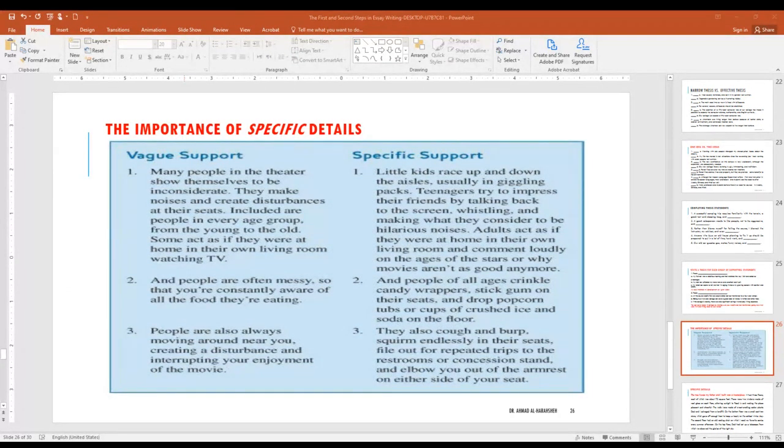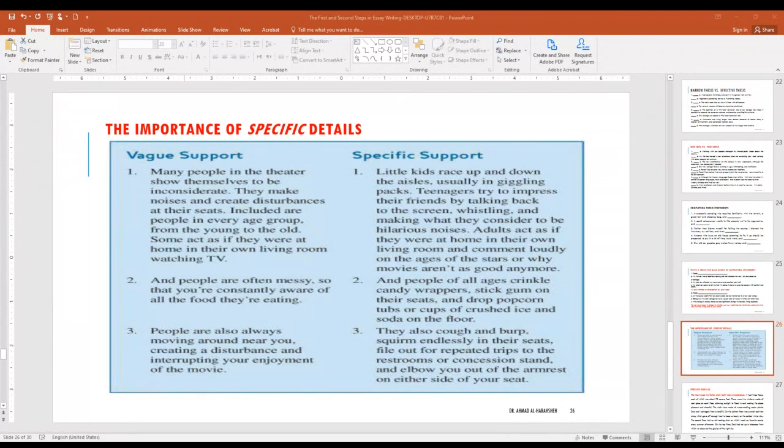And number two, people are often messy, so you are constantly aware of all the food they are eating. Now, all the people here, again, it needs to be more specific. People of all ages crinkle candy wrappers. Here again, food. What kind of food? Here, candy wrappers, stick gum on their seats, and drop popcorn tops or cups of crushed ice and soda on the floor. Again, this is more specific.